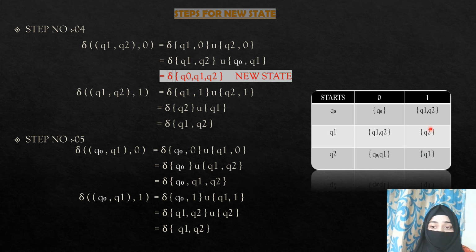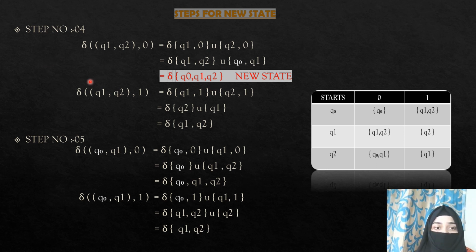It is simple. You can see it in the transition table and you can write it. So we got here Q0, Q1 and Q2. This thing is Q0, and Q1 and Q2 we have already considered as new states. So we are not going to repeat this state as a new state. We have already considered it.